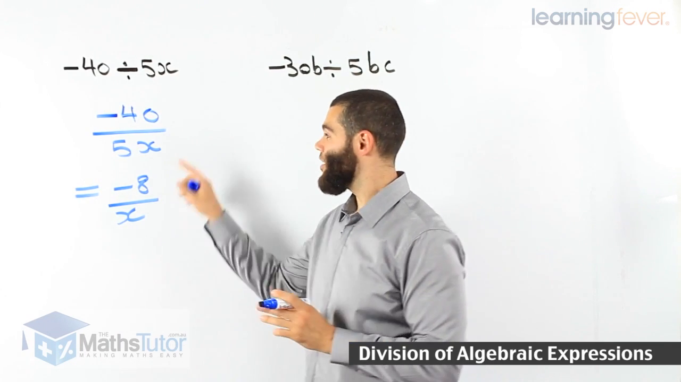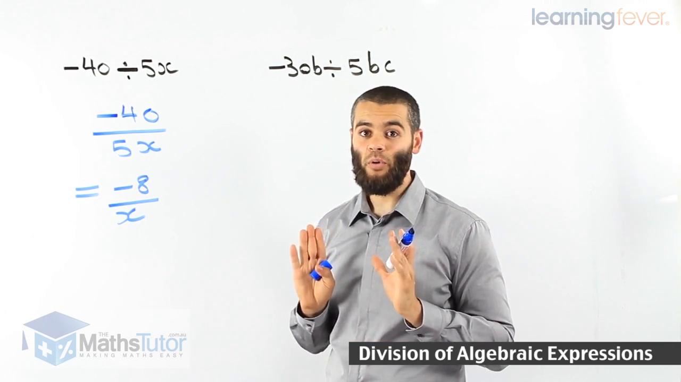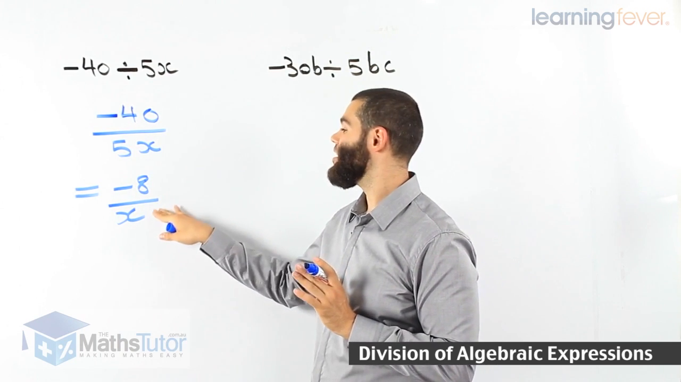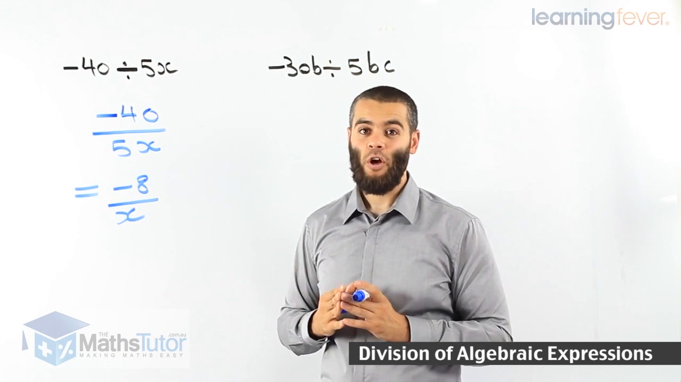I've seen students, they straight away put the x next to the negative 8. No, very important. What do you notice? It is in the denominator. So in our answer, it stays in the denominator. So our final answer is negative 8 over x.